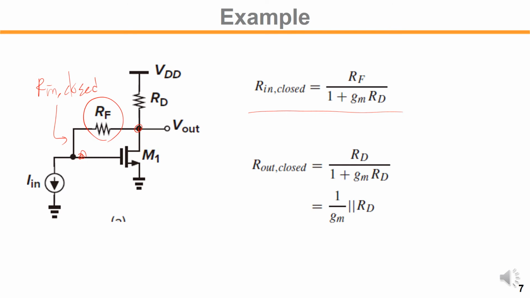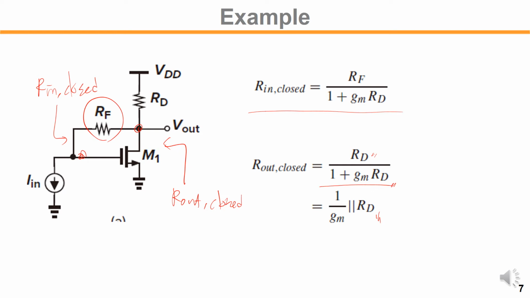How about the R out? So R out is also closed loop. It's found by RD over 1 plus GMRD. So as you can see, the input and output impedances are different, right?